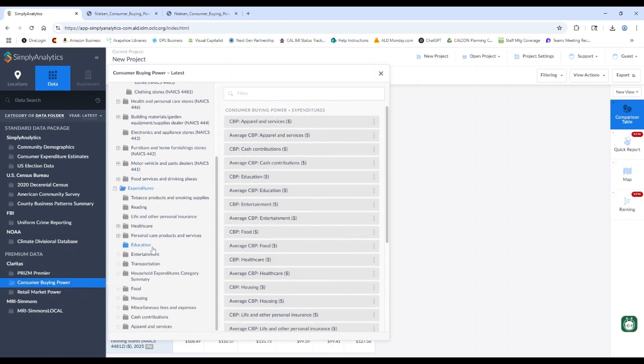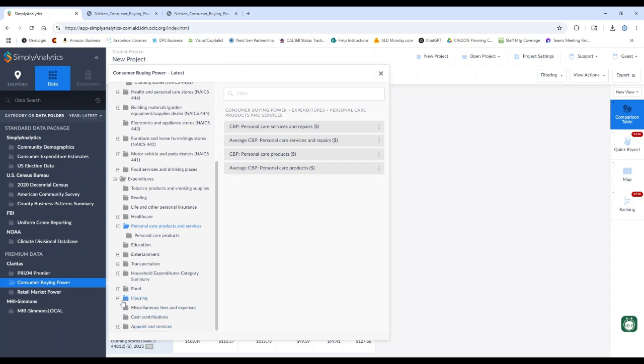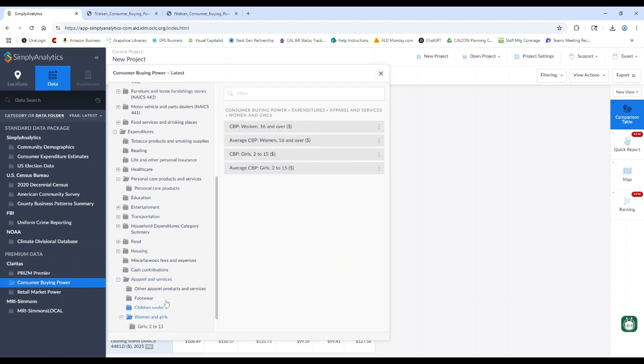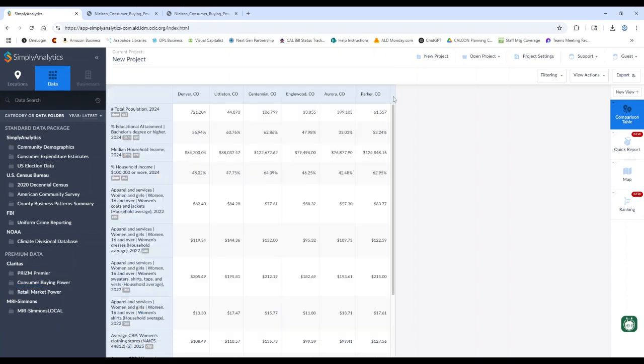I wonder if we can do expenditures. Let's explore with Amanda as she learns how things work. Hmm. Apparel and services, women and girls. Here we go. So we can find the same types of categories. And you'll see that I'm always selecting average. Now, why is that? It's because the other value is the total for that area. So I just selected one of them so you can see how wacky that data is.